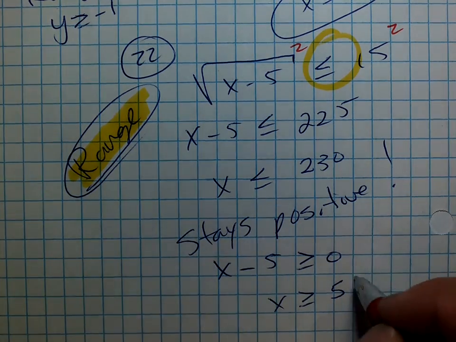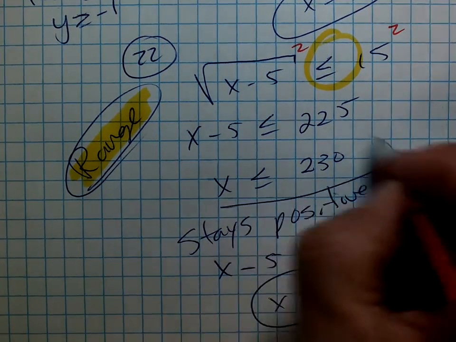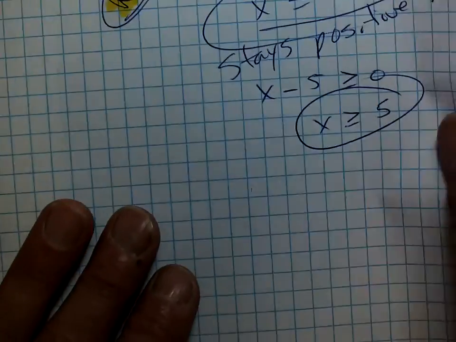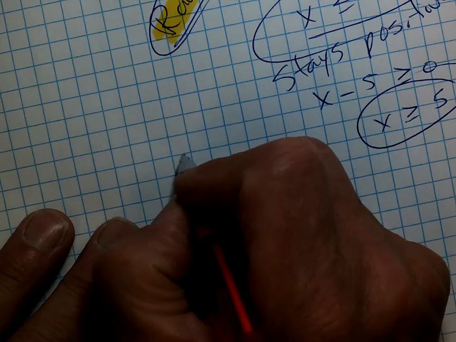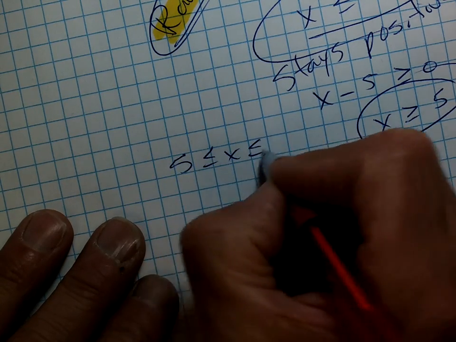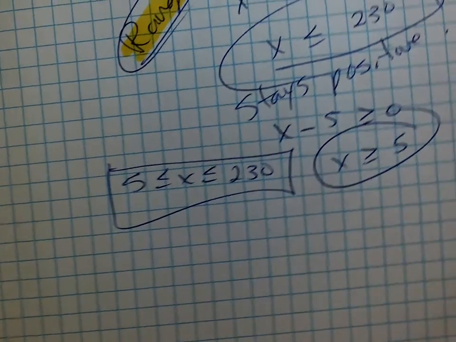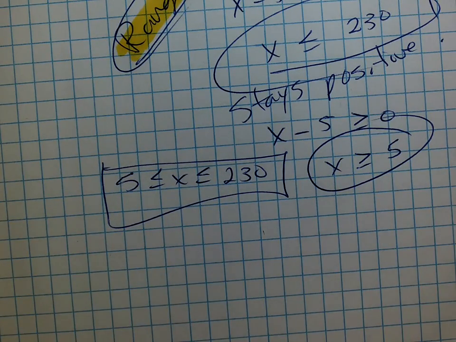So we want to make sure we show both, or you can write it in what I like, set notation. I like that: 5 is less than or equal to x, which is less than or equal to 230. I like that answer, but you don't have to write it like that. But I need both values. I need both inequalities because it's in between those values, okay?